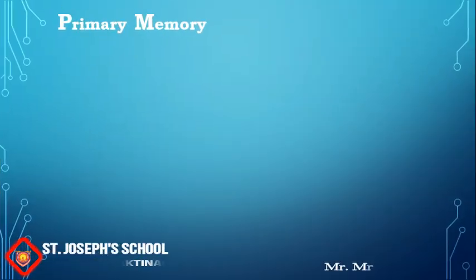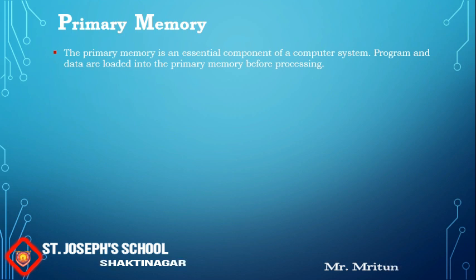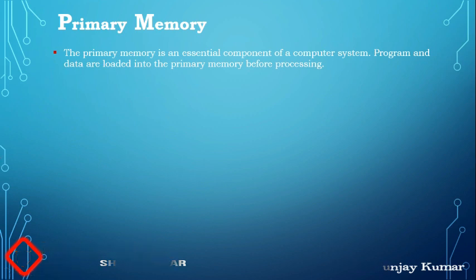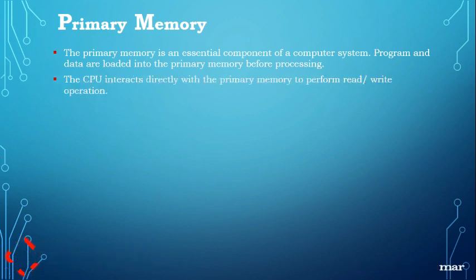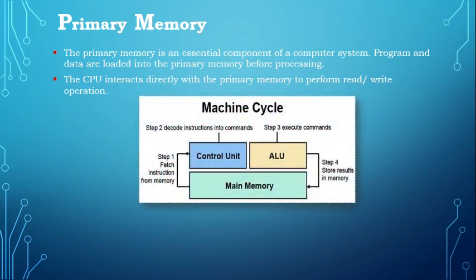When we talk about the primary memory, it is an essential component of the computer system. Programs and data are loaded in the primary memory before processing. The CPU interacts directly with the primary memory to perform read and write operations. You can see here this machine cycle. You can easily understand with the machine cycle how the CPU, as we have learned in the previous class, consists of the control unit and ALU.